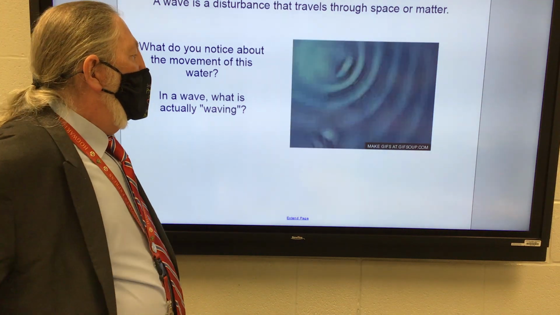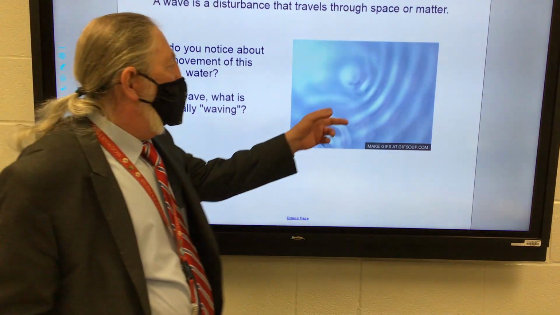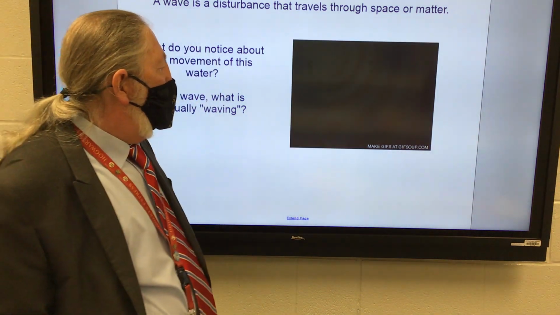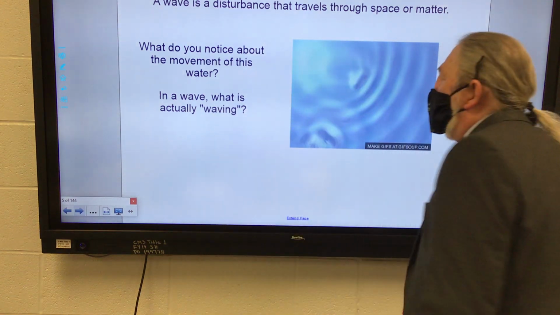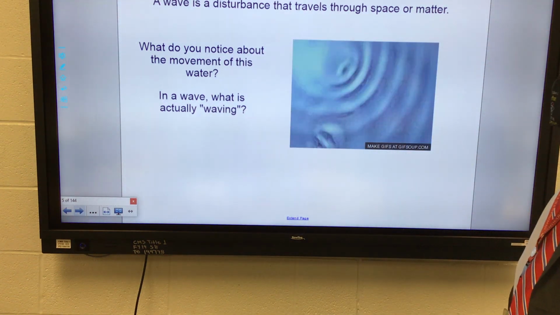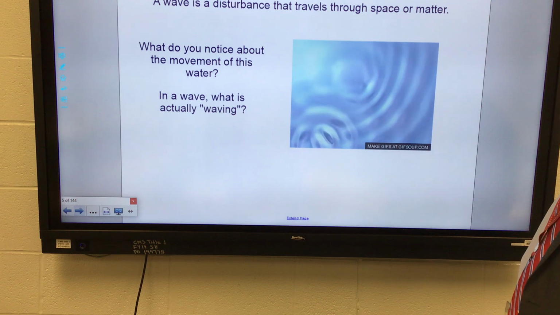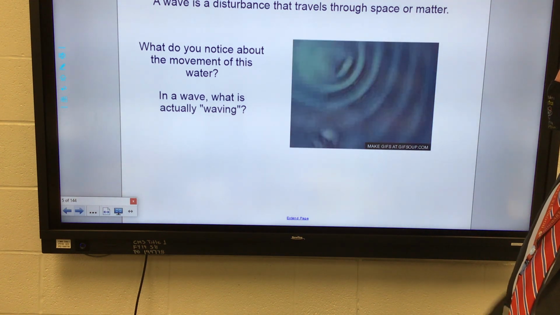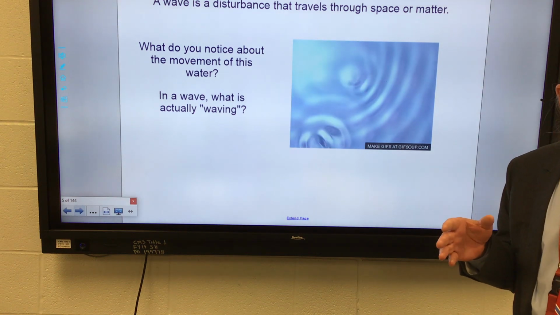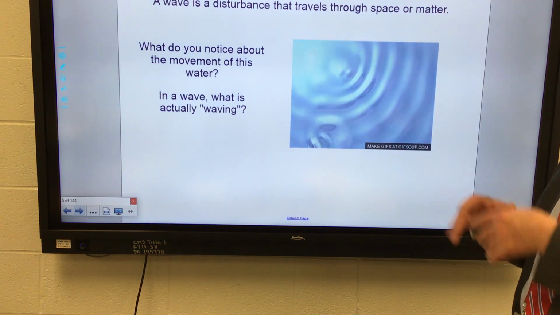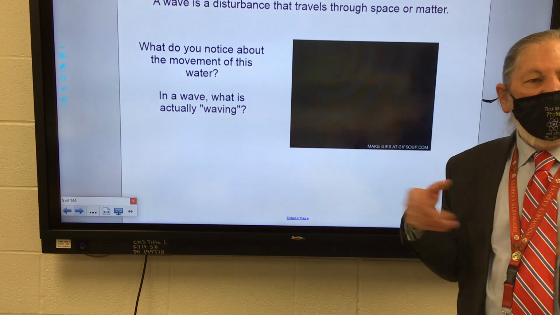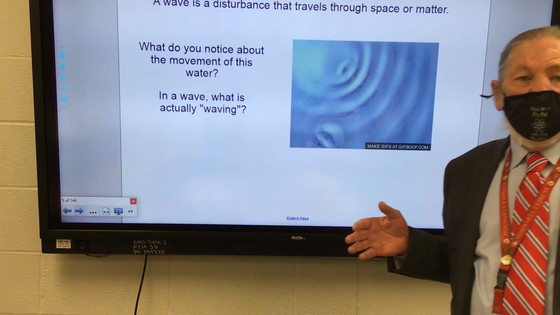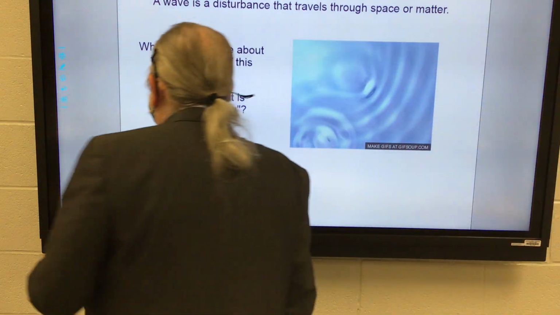Okay. Now on your copy, you're not gonna see this animated GIF here. But a wave is a disturbance that travels through space or matter. So what do you notice about the movement of this water here? It's actually waving, right? So that's where they get the word wave from.